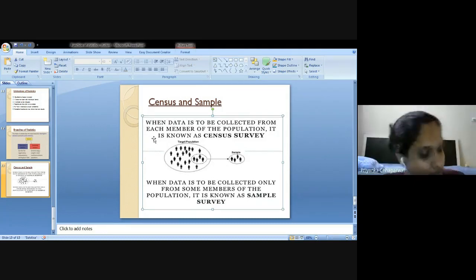So which one is good, census or sample? When we want an accurate result and do not want any error, then we use census. But a disadvantage of census is the high cost. When we cover the whole population, we need more cost, a large number of people, and also more time.